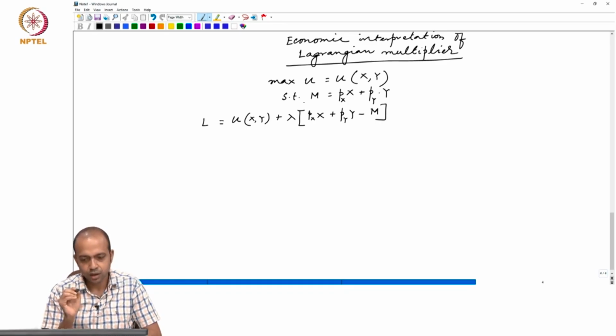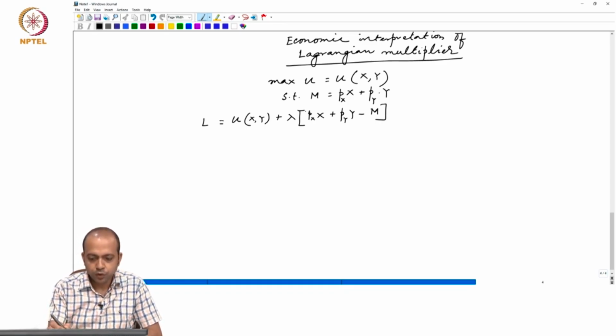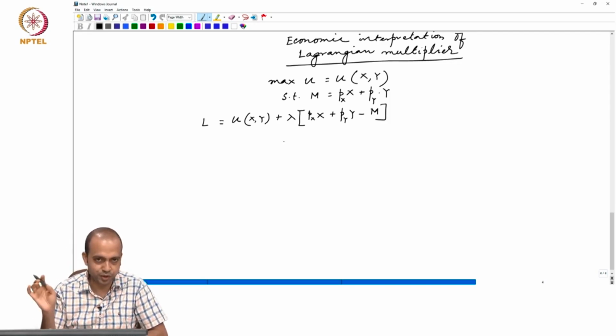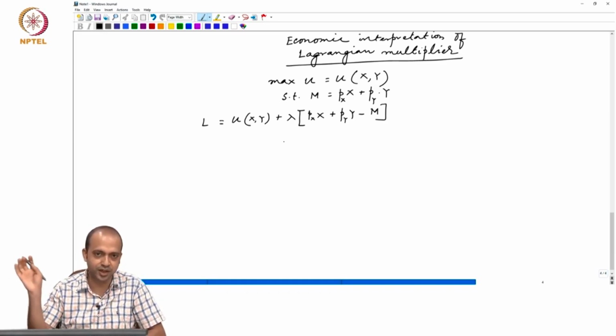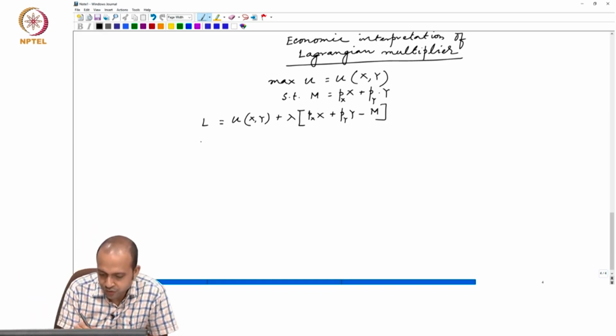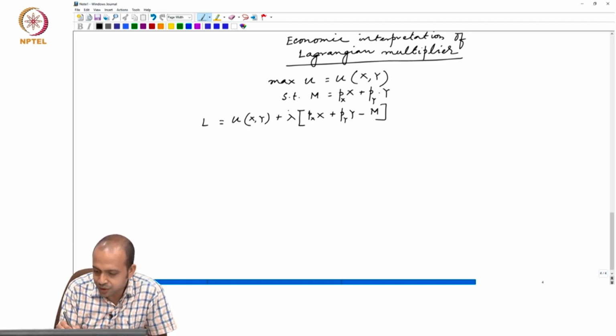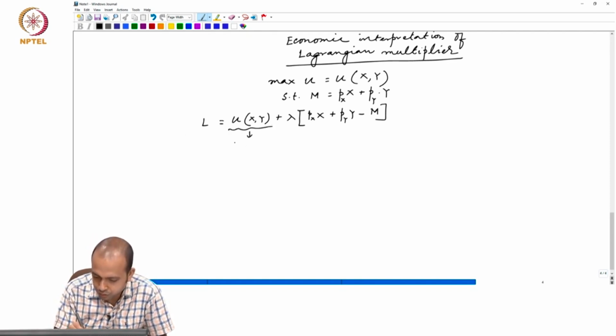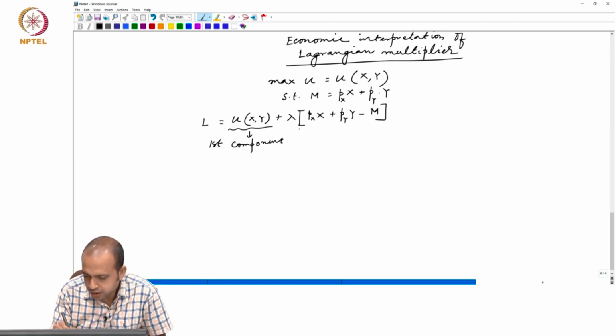Is that clear? And what are the control variables? Control variable is only x and y. Individuals can choose only the amount of x and y, not px and py, because those two are the prices given in the market. So, if I differentiate this now to understand the meaning of this, this Lagrangian function has two components. Let us say that this is the first component, and this entire thing is the second component.